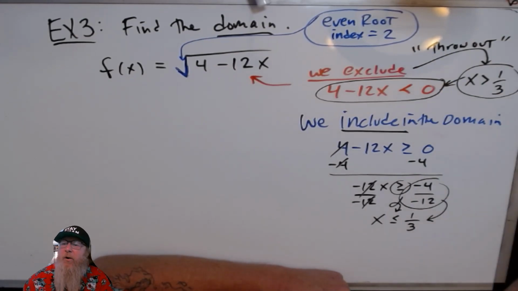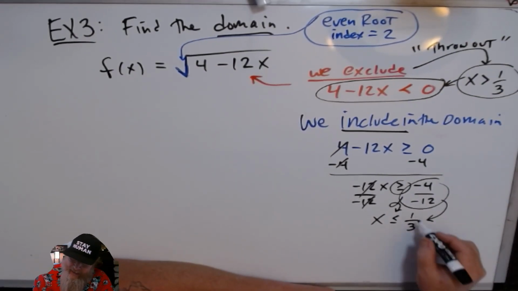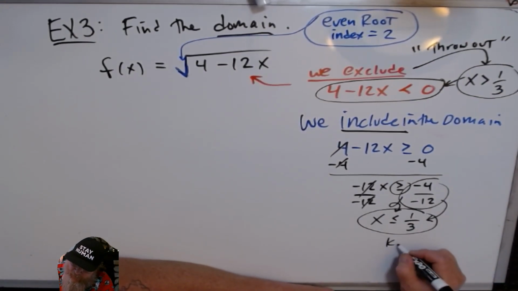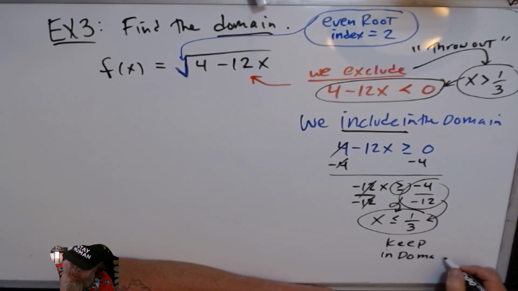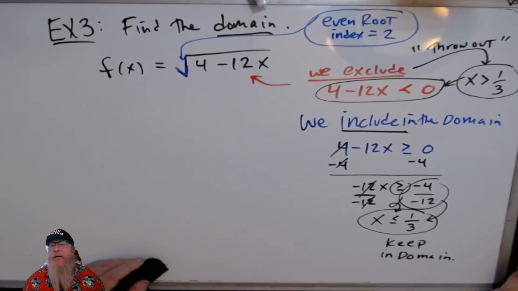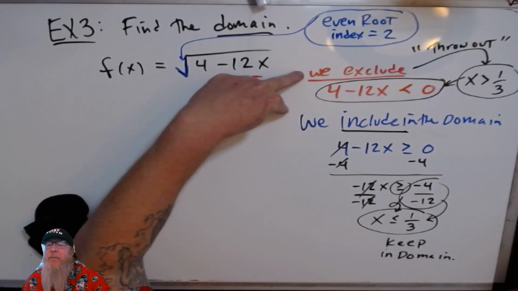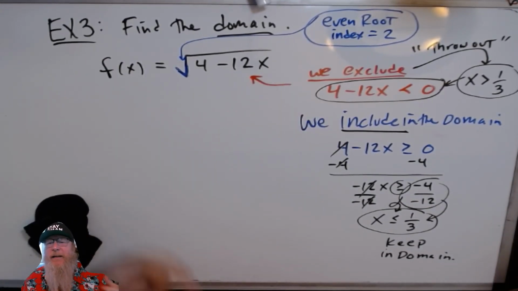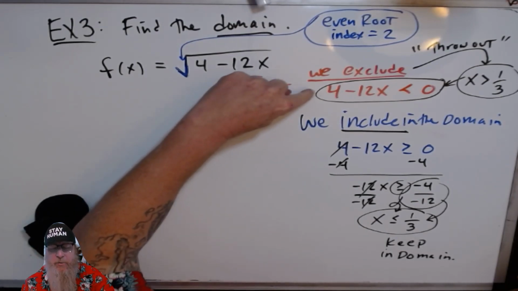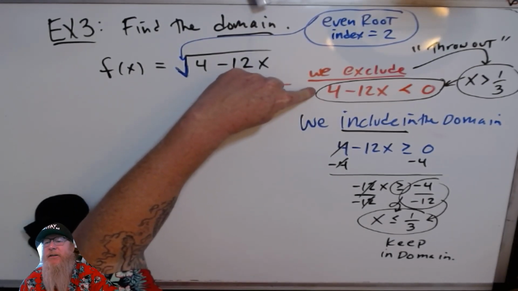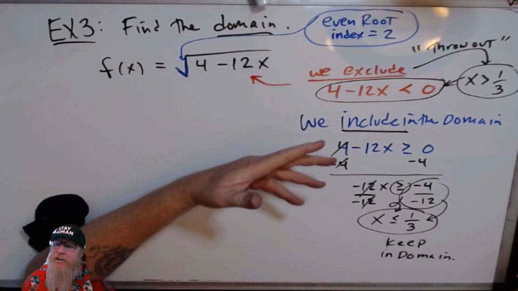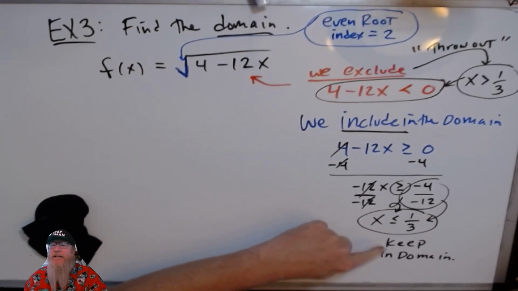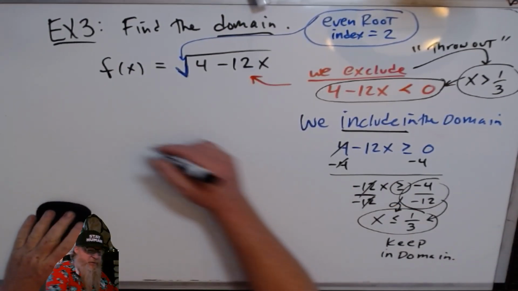Sometimes we call that throwing out. We're excluding it. x is less than or equal to 1/3 is what we're going to keep in the domain. So you don't really have to do both of these. I just want to make sure that the language is very clear. You can either find the exclusion and then throw that part out, or you can find the inclusion and then just keep everything that's in the inclusion.